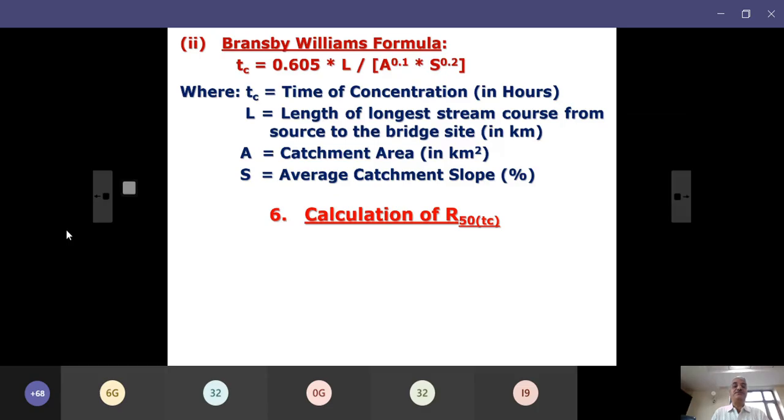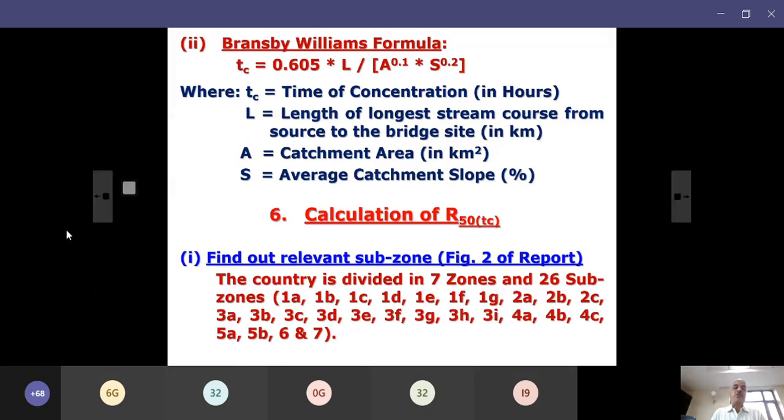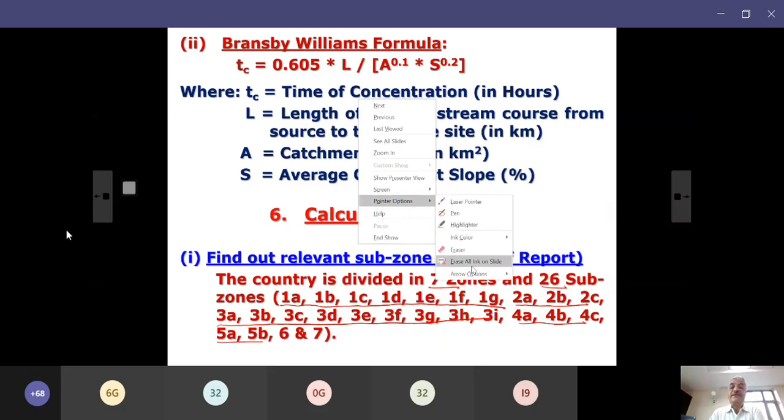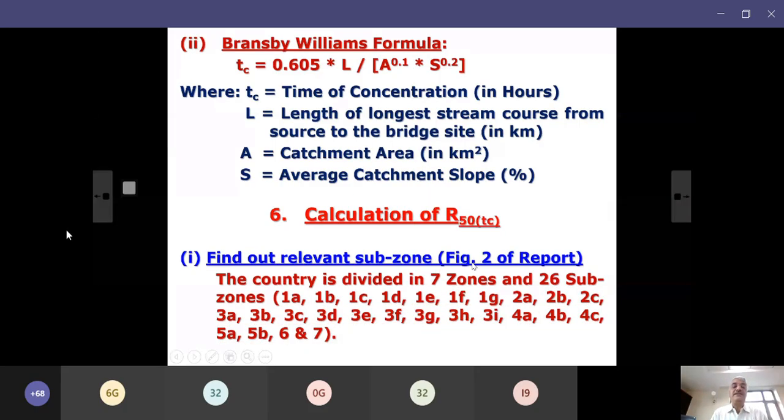How do we get that? For that, the whole of the country has been divided into 7 zones, 1, 2, 3, 4, 5, 6, 7, and 26 subzones. Like 1 is 1A, 1B, 1C, 1D, 1F up to G. 2 is 2A, 2B, 2C. 3 is 3A to 3I. 4 is 4A, 4B, 4C. 5 is 5A, 5B, and 6 and 7 only 1. So total 7 zones and 26 hydrometeorological subzones.